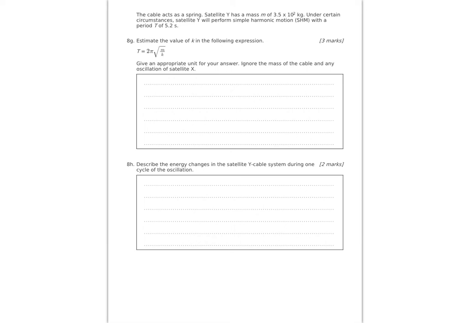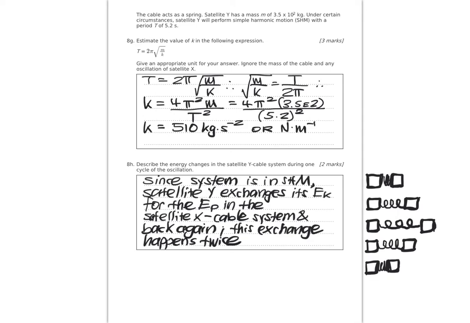So 8G says, estimate the value of K in the following expression, and we have the period of a mass spring system. So let's proceed from there. Let's explain 8G and 8H. 8G uses the formula they give you, which is kind of nice because the formula is actually in the data booklet. They give you the mass and the period, and you just have to solve for K, and that's 3 marks. So not too shabby. The 3 marks would be: mark 1 is displaying the equation without any substitution, which is right here. Mark 2 is the answer, and mark 3 is the units.